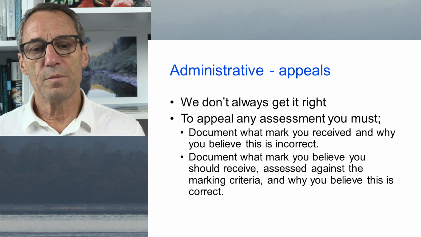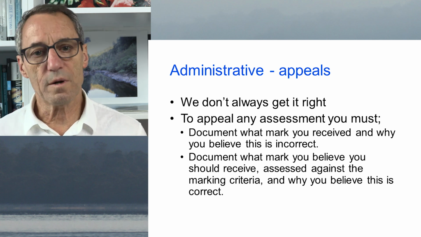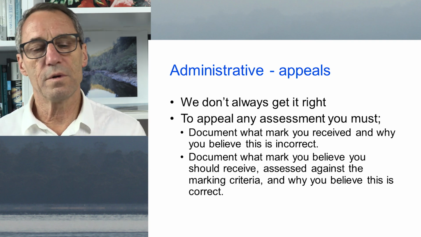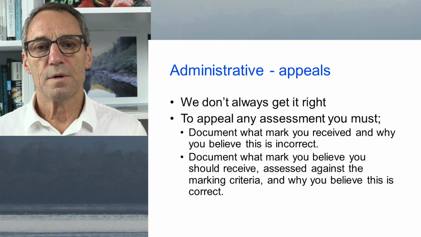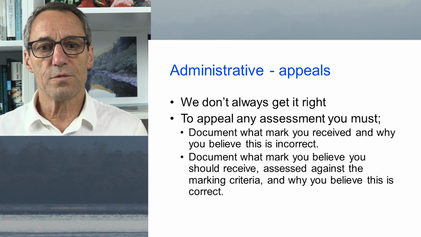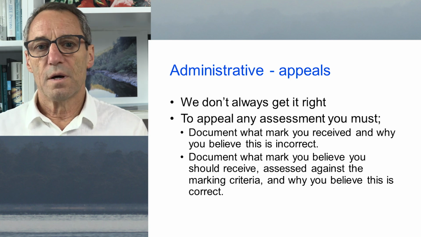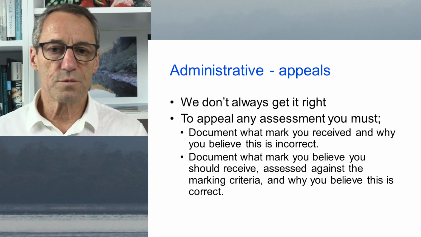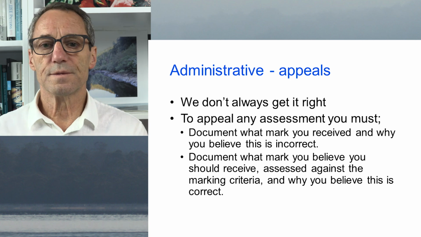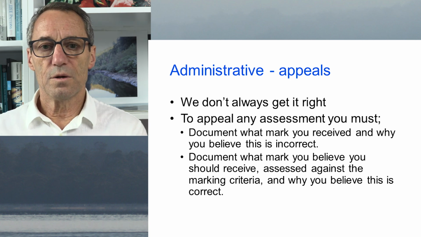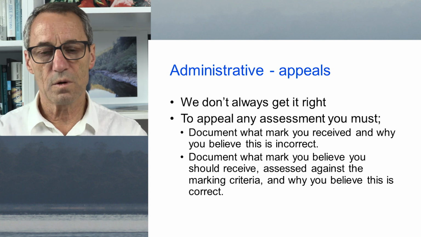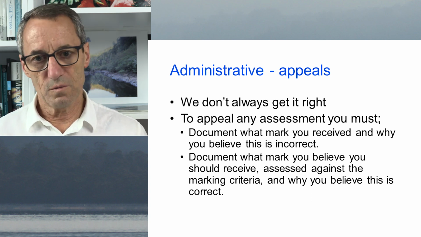Then you must also say what you think the correct mark should be according to the marking scheme and why you think that is the correct mark. All right? So that's what you've got to do for an appeal. I'm not interested in appeals that just say, oh, that was too hard, or they marked us hard, or it was wrong, or I don't like it. Not good enough. You have to go through the whole mechanics of saying what was wrong and why it was wrong, what should be right and why it should be right.